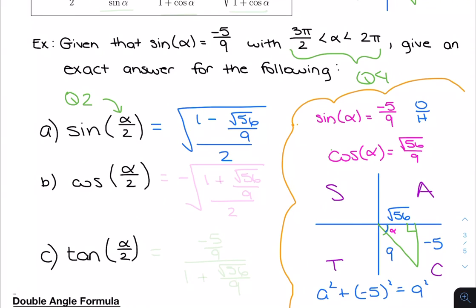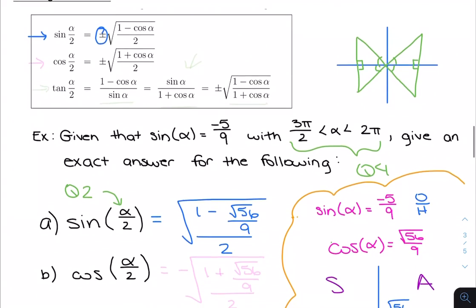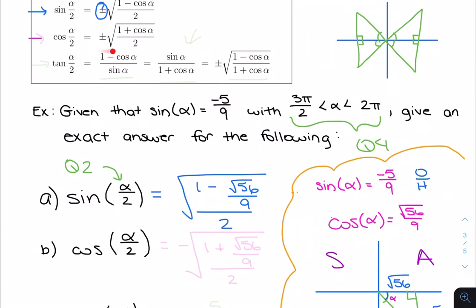Now, let's look at our cosine. So for cosine, we're looking at this angle now. Remember all these angles are in the second quadrant. In the second quadrant, cosine is negative. So it's going to be negative square root of 1 plus cosine of alpha. We said that that was the square root of 56 over 9, all over 2. So this is our answer for that.